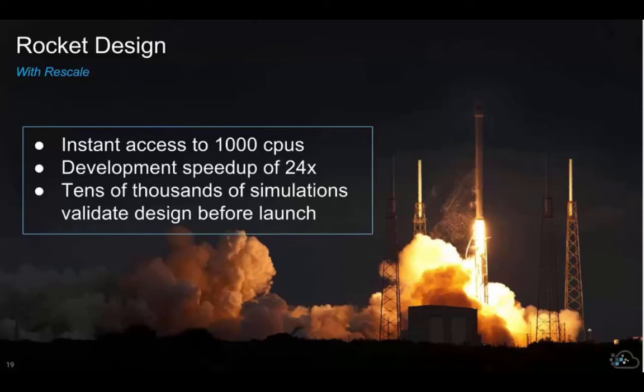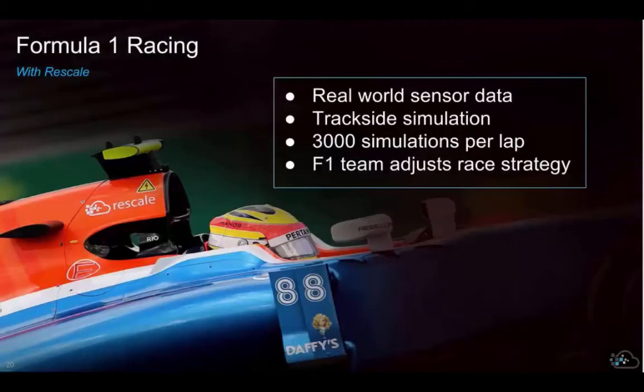Another example is Manor Formula One racing. The challenge here is that they want to run track simulations and determine which parameters they want to tweak when their race car comes to the pit. In each lap they run 3,000 different simulations to understand the permutations, decide what parameters to tweak, and adjust their strategy. With that, they can access high-performance computing resources behind the scenes, completely on demand during the race weekend.